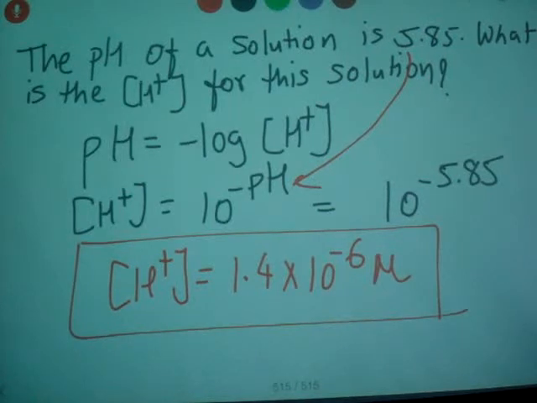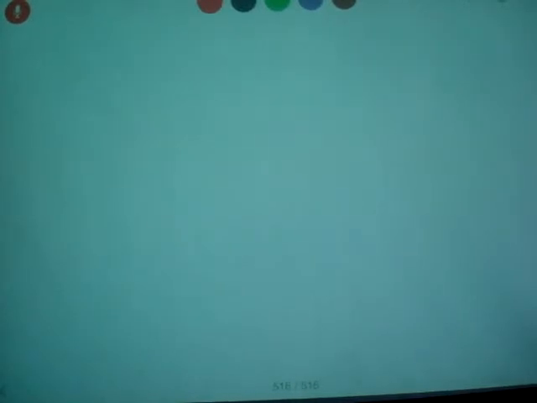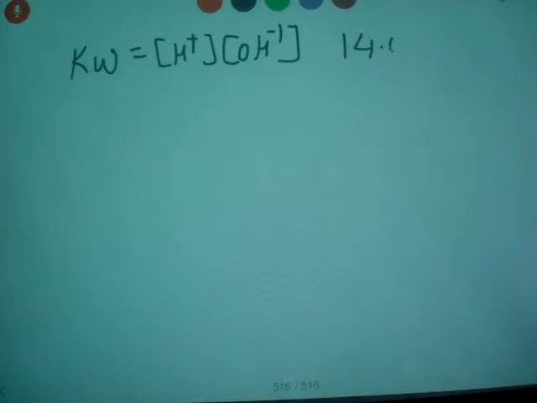So remember, I'm going to give you some of those equations just as a recall. We know Kw equals H plus ion concentration times OH minus ion concentration, and 14.00 equals pH plus pOH. So now let's work on a few more examples.